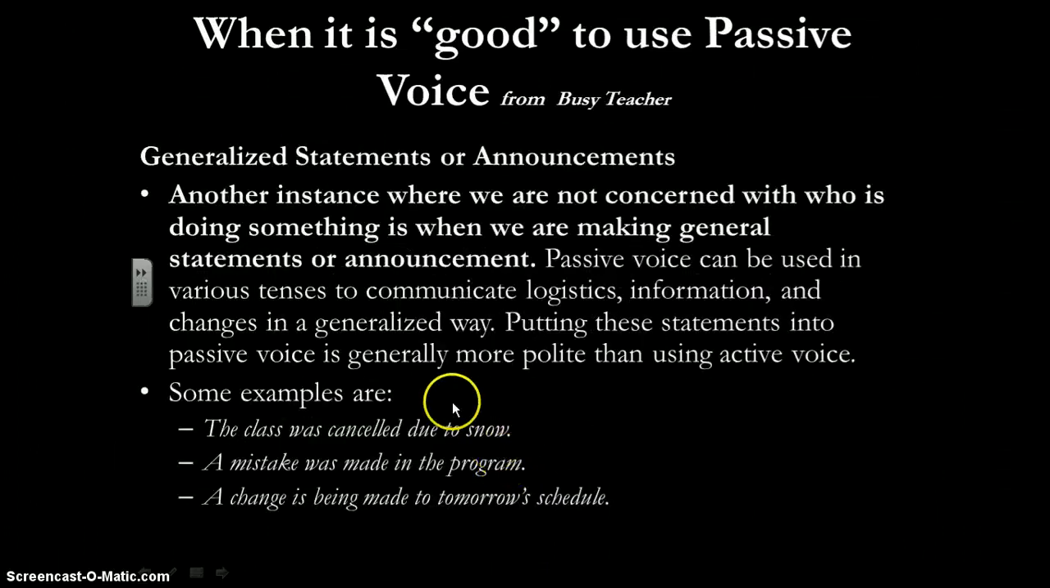It's also when you're just going to make generalized announcements, because again, you're not going to have somebody doing the action. It's the what that's being communicated in the statement that's important. So like when you're in college, "the class was canceled due to snow." We don't care who's canceling the class. We want to know that class was canceled so we can go home and build snowmen, right? "A mistake was made in the program." The boss might care who made the mistake, but the people who are looking at the program don't care. They just want to know what the mistake was.